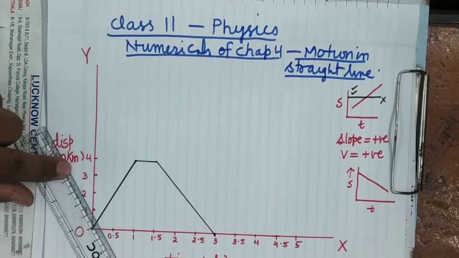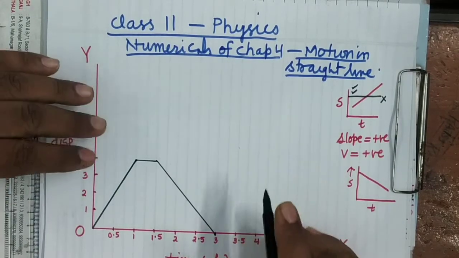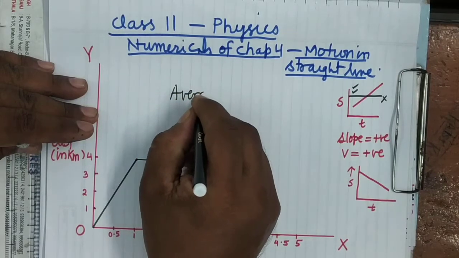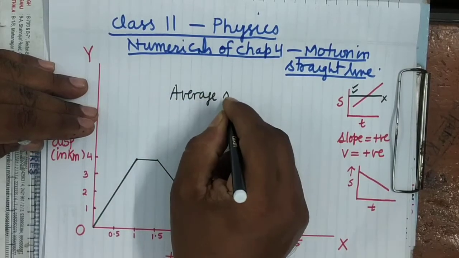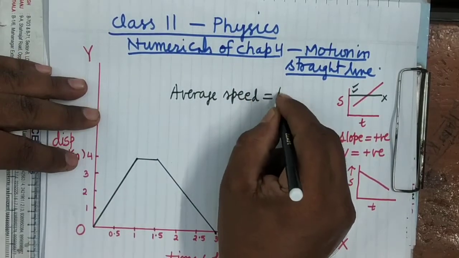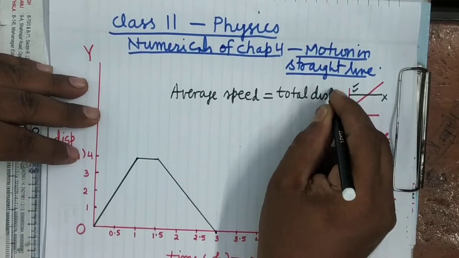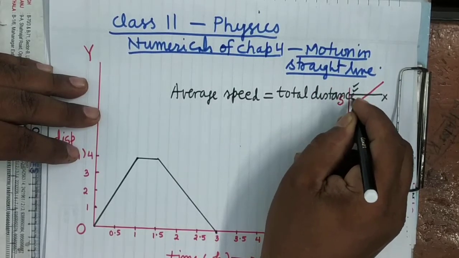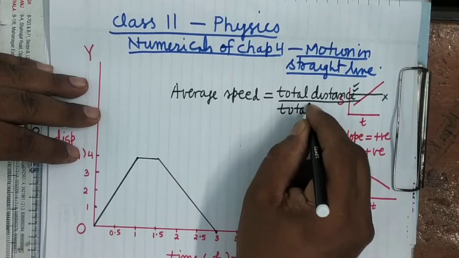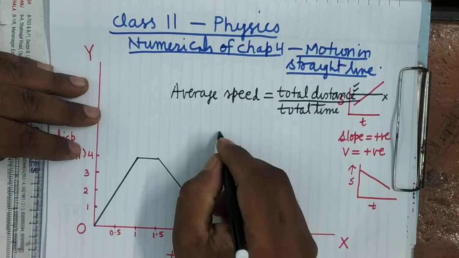Here this will be the displacement time graph. Is it clear? Now you have to find the average speed. What is the formula of average speed? As you know, average speed equals total distance upon total time. What is the total time? You can see from the graph, total time is 3 hours.